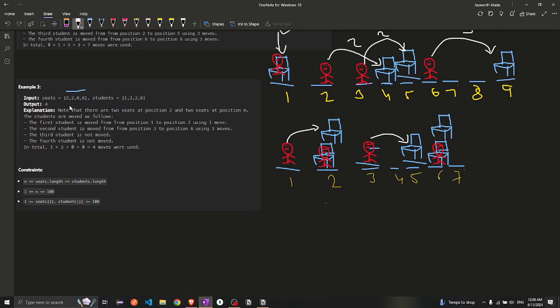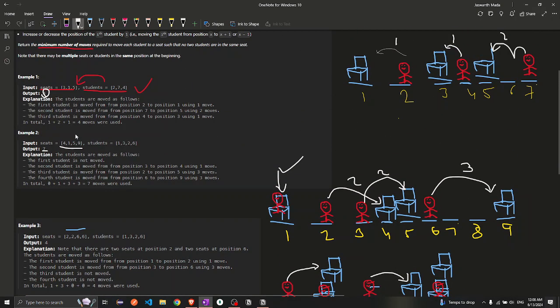So they have given something. If you observe here, I'm just sorting the seats. I'm just having the first seat at the first place, fourth seat at the fourth place, fifth seat at the fifth place, and ninth seat at the ninth place. And I'm sorting the students as well. I'm keeping the first student at the first place, the second student at the second place, third student at the third place, sixth student at the sixth place.